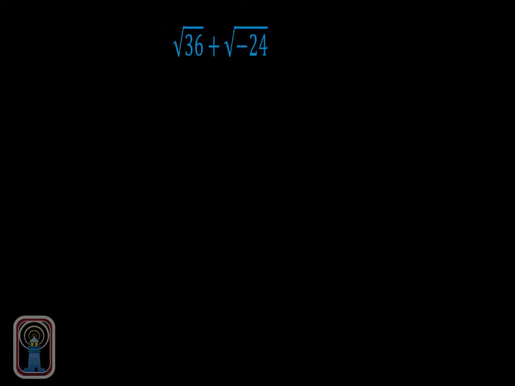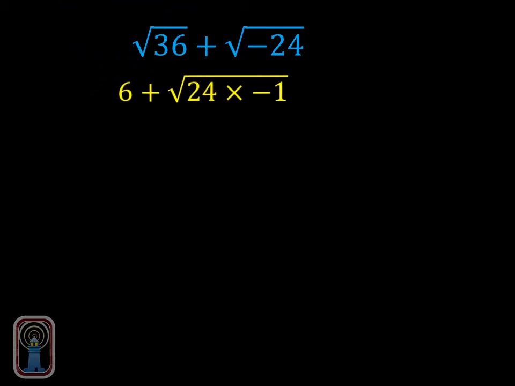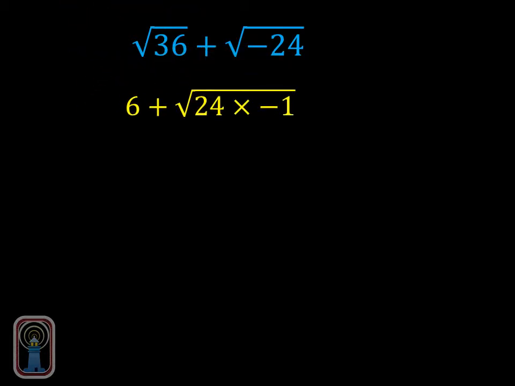Let's look at our second example. The square root of 36 plus the square root of negative 24. Again, we must simplify both radicals. The square root of 36 is 6. The square root of negative 24 can be broken up into 24 times negative 1. 24 can be broken up into 4 times 6 times negative 1.